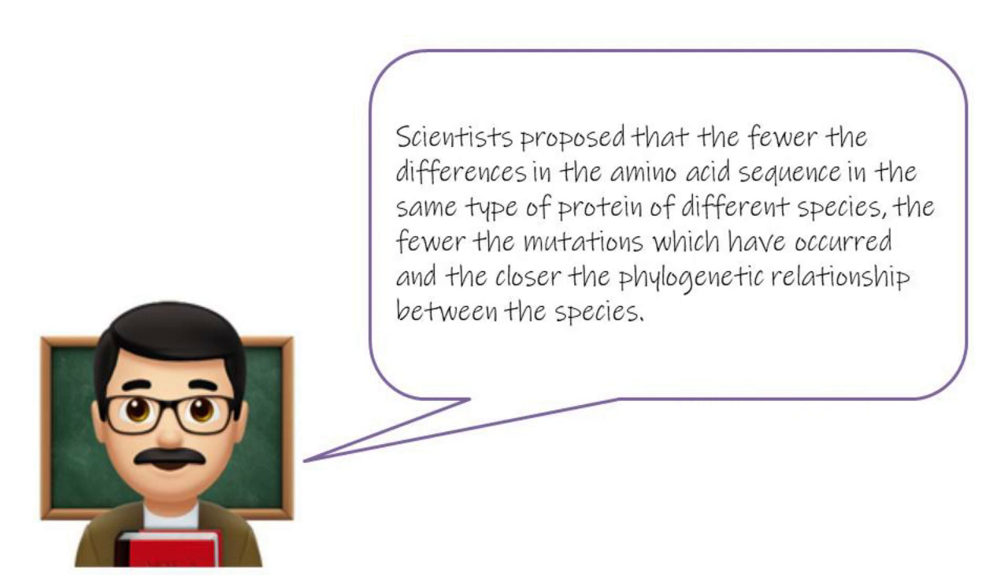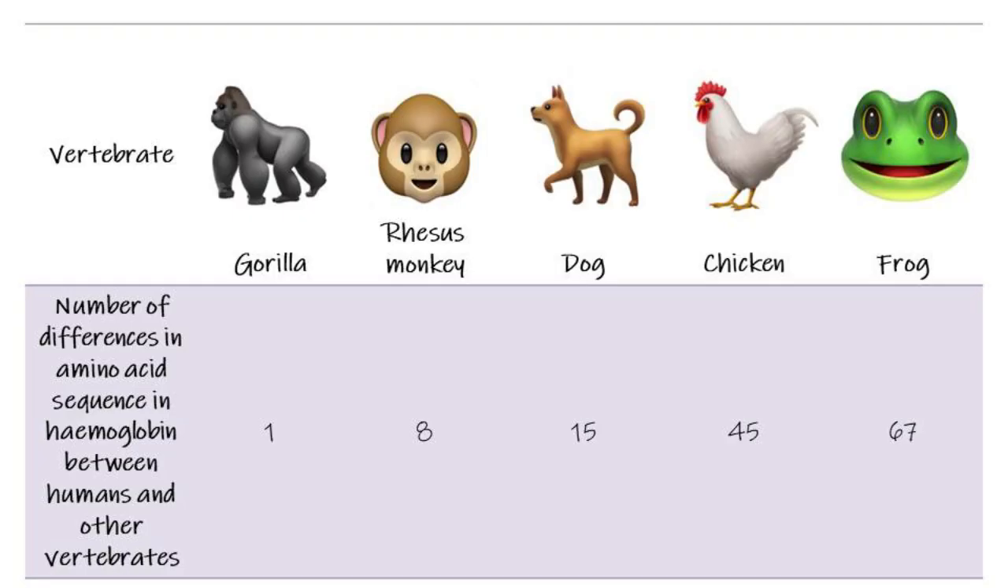Scientists proposed that the fewer the differences in the amino acid sequence in the same type of protein of different species, the fewer the mutations which have occurred and the closer the phylogenetic relationship between the species. The table shows the difference in the amino acid sequence of one of the polypeptide chains of hemoglobin between humans and 5 other vertebrates. The polypeptide chain consists of 146 amino acids in total.